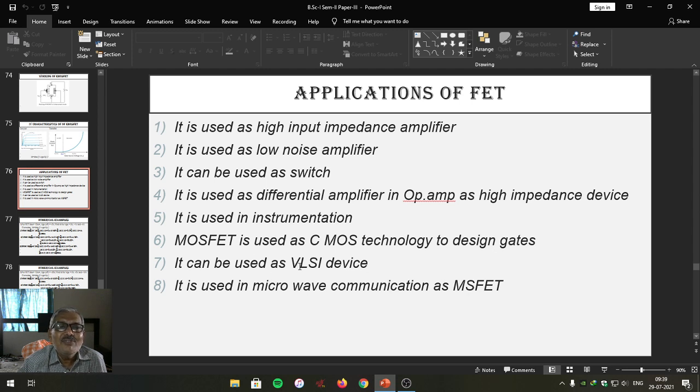FET is also used as a VLSI device in designing the integrated circuit. VLSI technology, that is very large scale integration technology. ICs are going to be designed by using FET. FET is used in microwave communication as a MESFET. MESFET means metal semiconductor field effect transistor. So these are some of the applications of the field effect transistor which are likely to be used in practice.